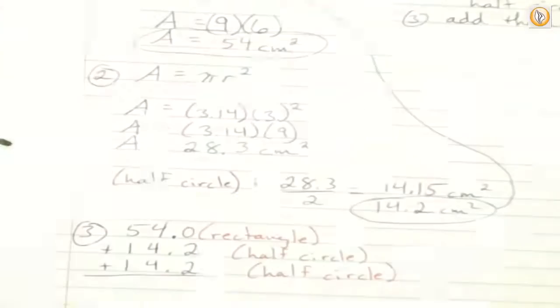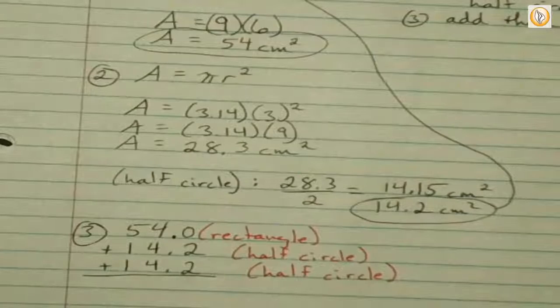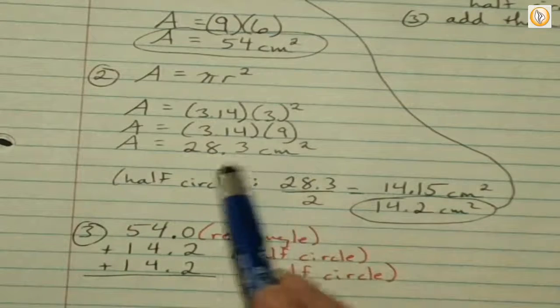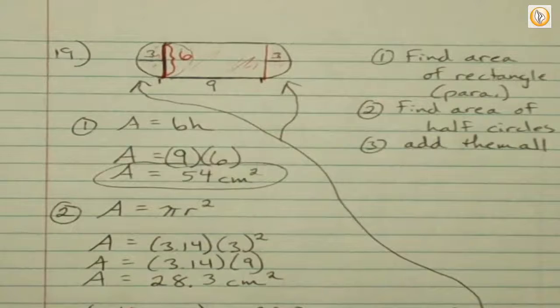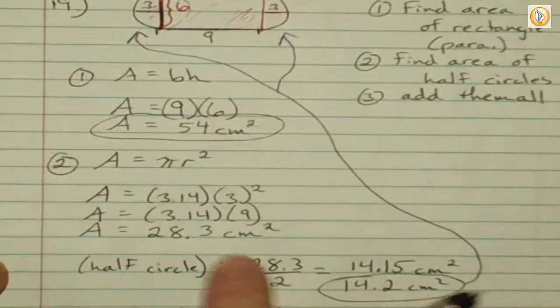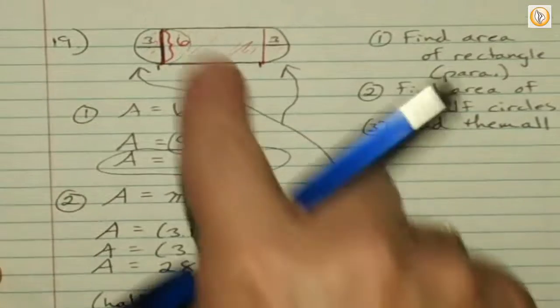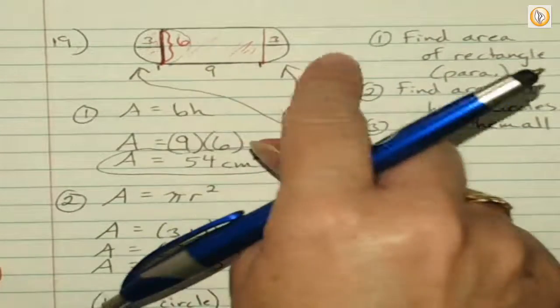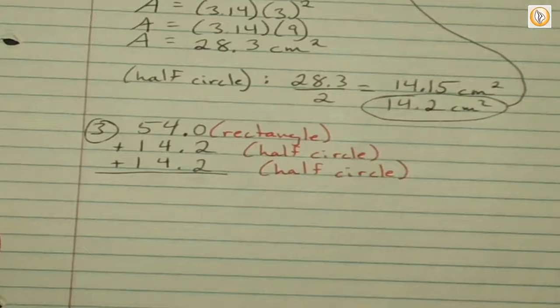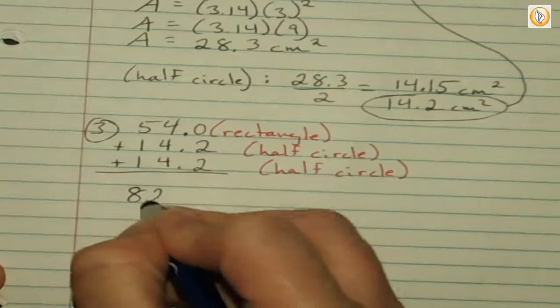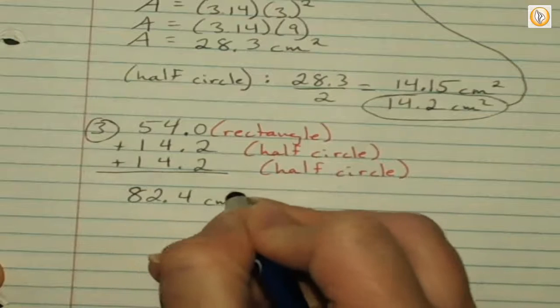But couldn't you, just for this one, keep it at 28.3? Yes, you could. You absolutely could. In fact, I'm going to draw arrows like that. You absolutely could keep the 28.3 because it's really one whole circle. It's just cut in half and attached to the ends. But I wanted to make sure that everyone knew how to get a half circle. So 54 plus 14.2 plus 14.2 equals 82.4 centimeters squared.